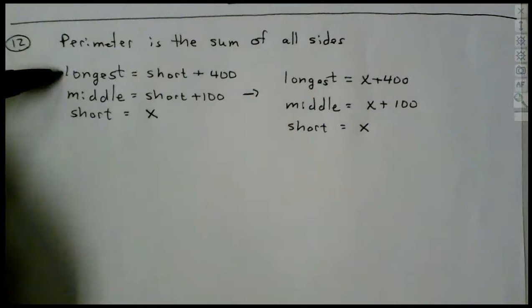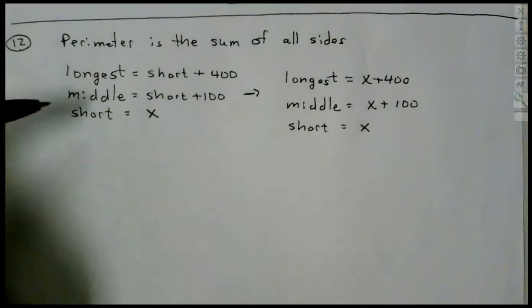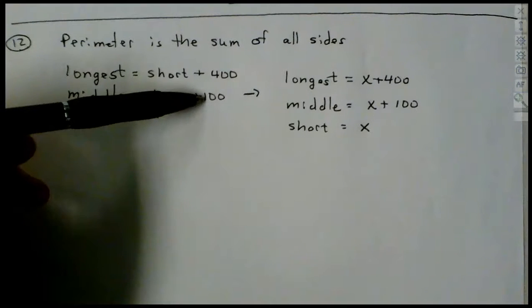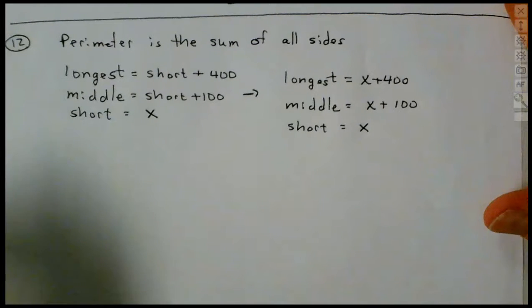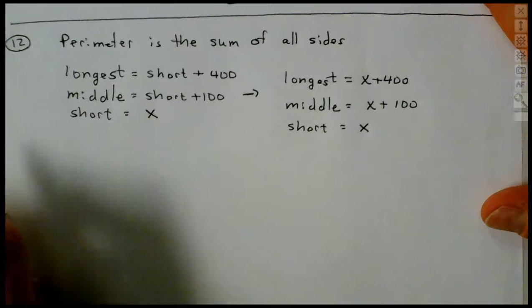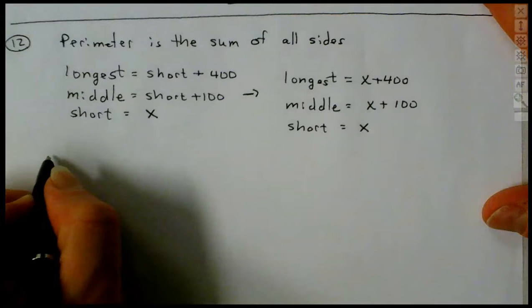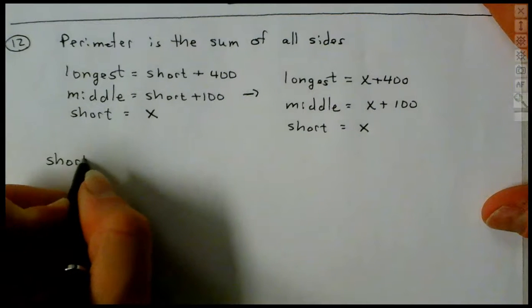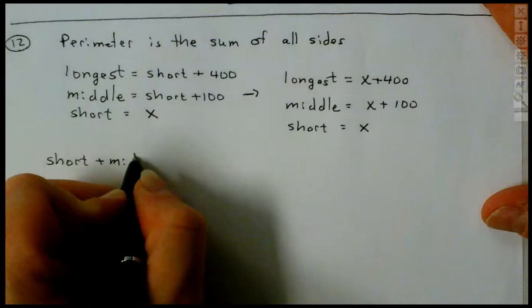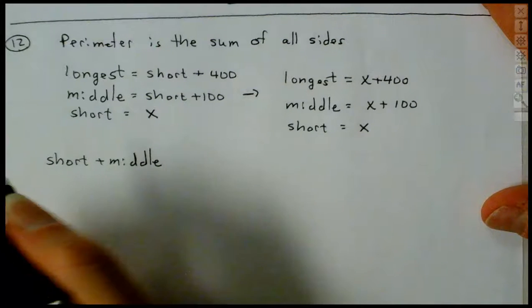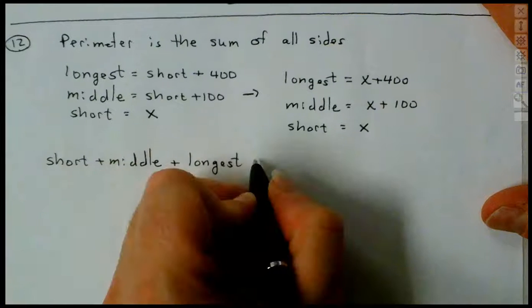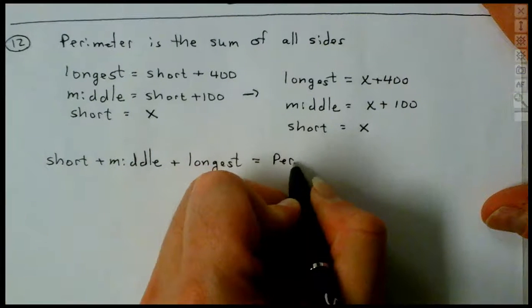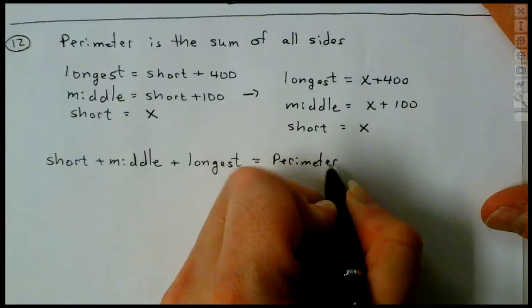I called this one the longest side because you're adding 400, and I called this one the middle side because you're only adding 100. So we now have it all in terms of the variable x, and we're looking at our perimeter. So for our perimeter, we have the short side plus the middle side plus the longest side, and that's going to equal the perimeter, because the perimeter is the sum of all the sides.